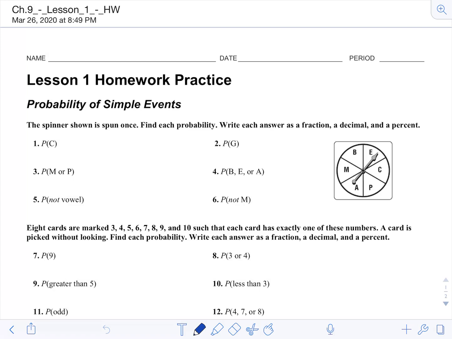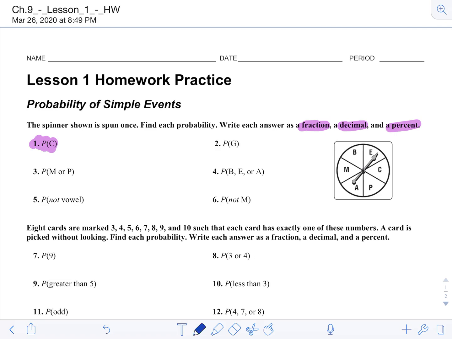I've had a bunch of questions on the homework, so I was going to walk through a couple with you. If I look at number 1, it says the probability of spinning a spinner and landing on C. We also want to make sure that, if we read the directions, I want the answer as a fraction, a decimal, and a percent.